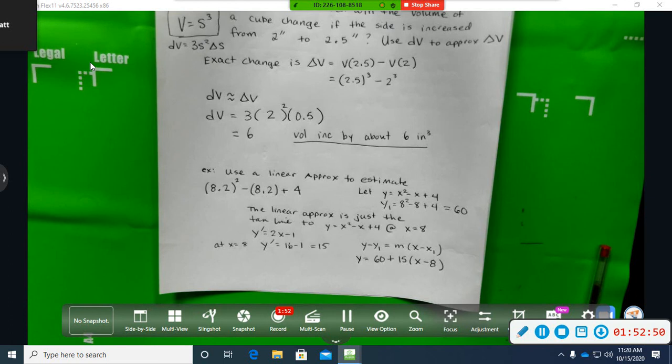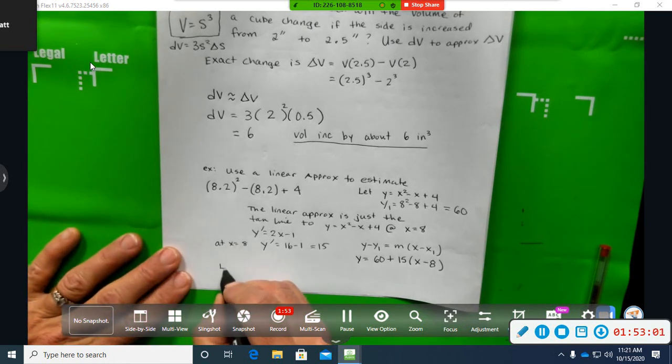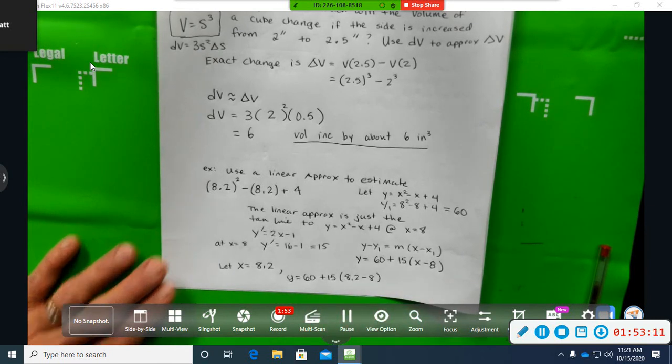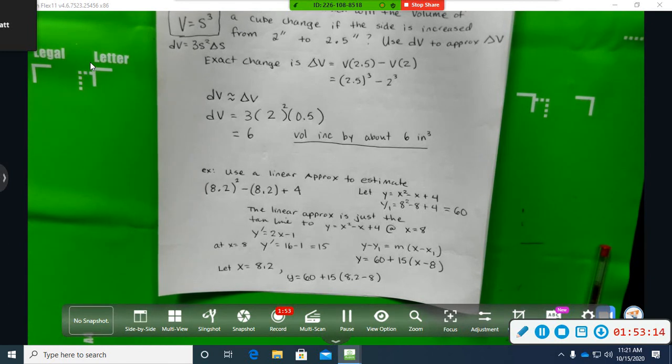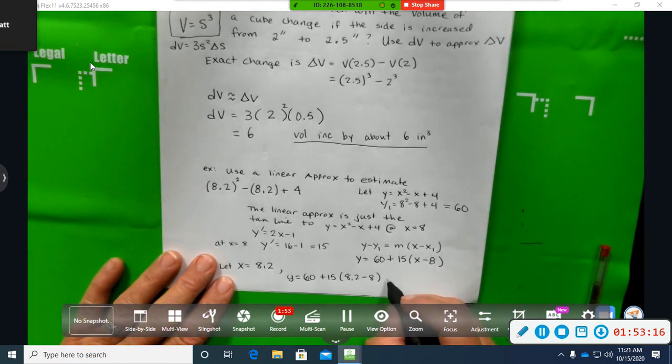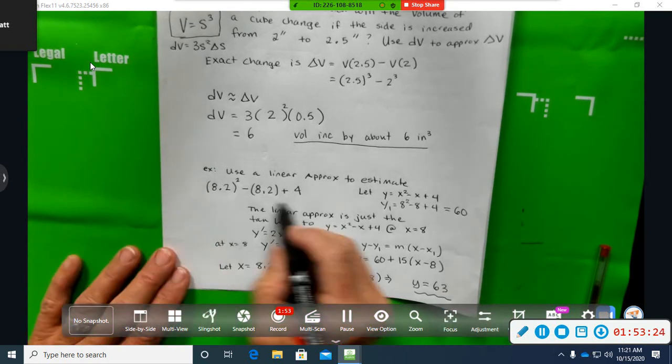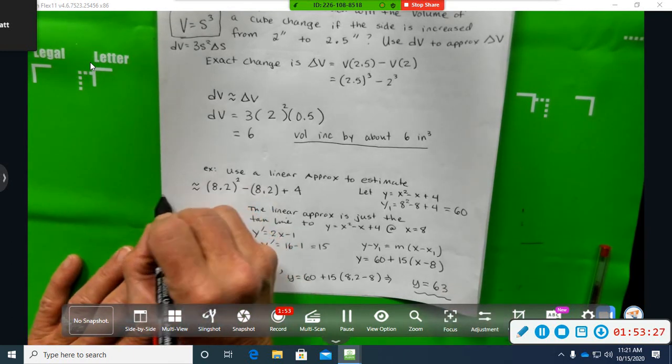And the very last thing you do is see what the y value is on the tangent line at the messy x of 8.2. So now let x be 8.2. And you have y is equal to 60 plus 15 times 8.2 minus 8. So 0.2 times 15 is 3. So this number here is roughly equal to 63.